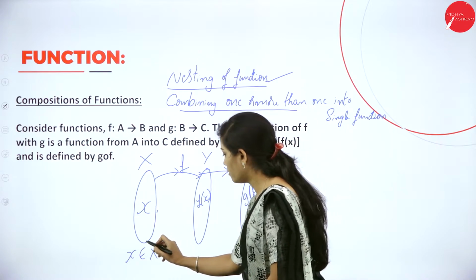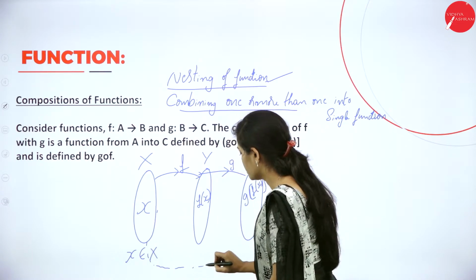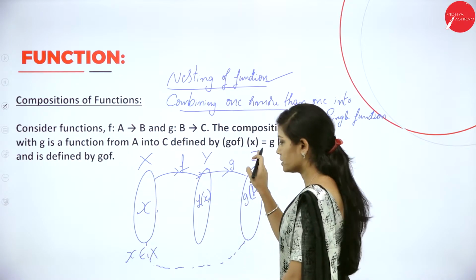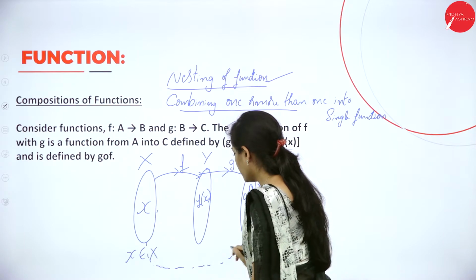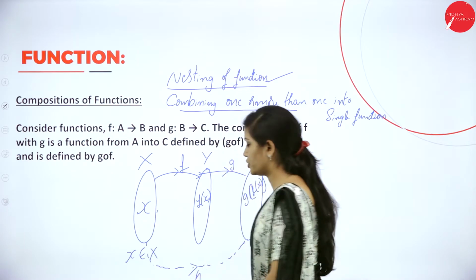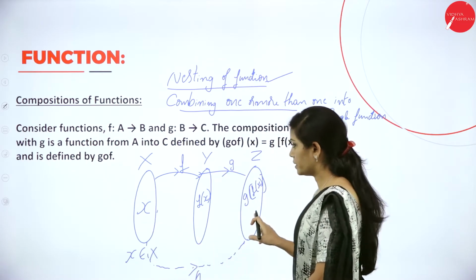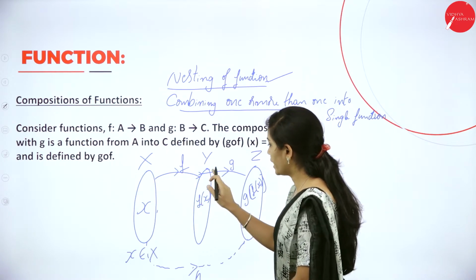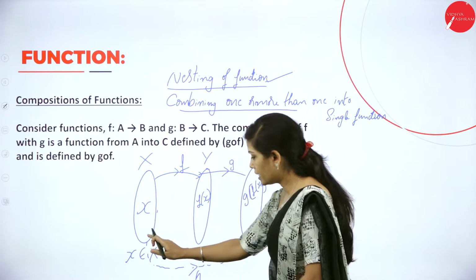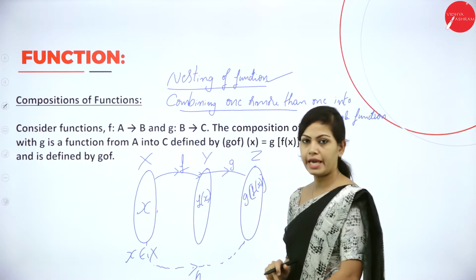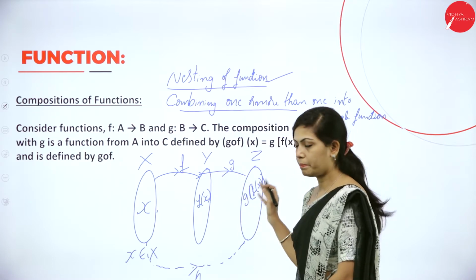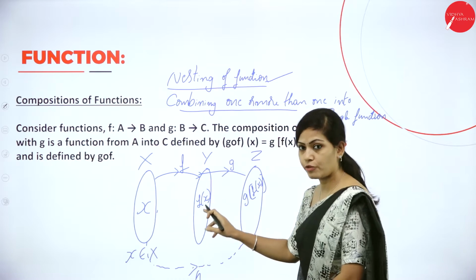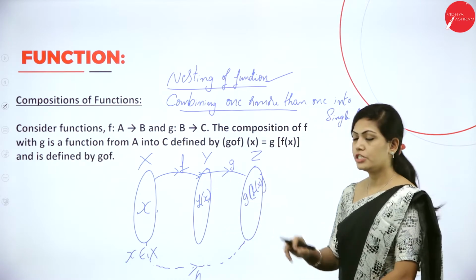So this is x to y and y to z, and again I have function h, x to z. x to y is called f, y to z is called g, and x to z is called h. I have three mappings here. So x is my input to the function f of x, and f of x is my input to the function g of f of x.